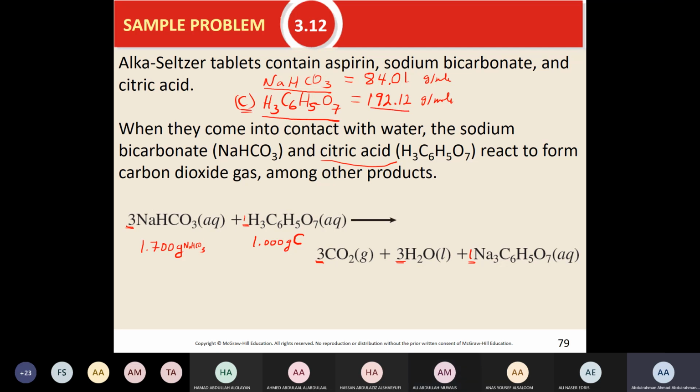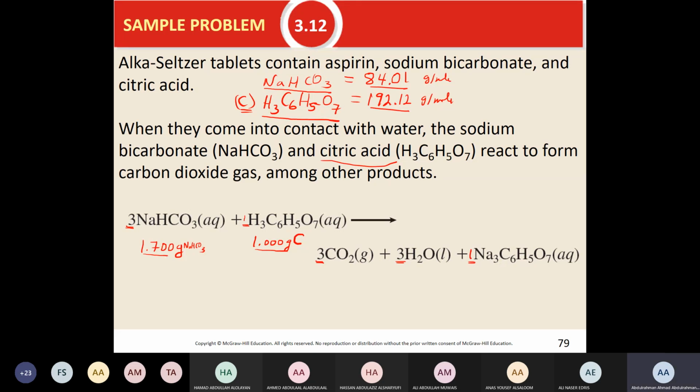This is the mass. Okay. You went to the lab. Now you are in the lab. And I gave you 1.700 gram sodium bicarbonate, this number. And I gave you 1 gram of C, which is citric acid. Right? You mixed them together. One of them is limiting. Which one is the limiting reactant?